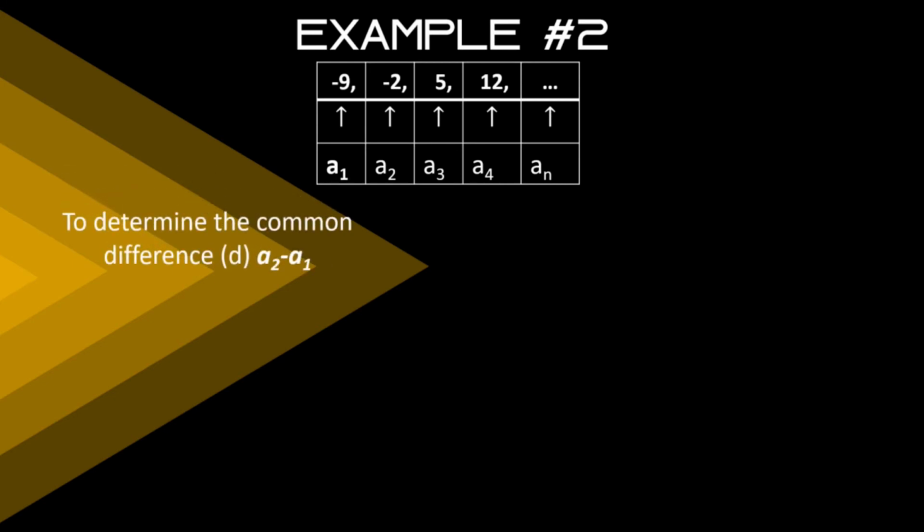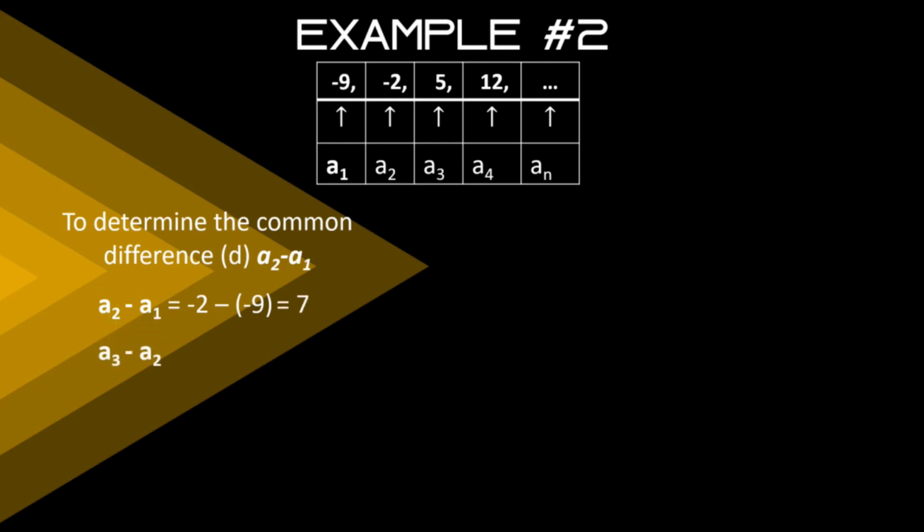For us to determine the common difference, use the formula a sub 2 minus a sub 1. A sub 2 minus a sub 1 is equal to negative 2 minus negative 9. Negative 9 will become positive, therefore 9 minus 2 is 7.